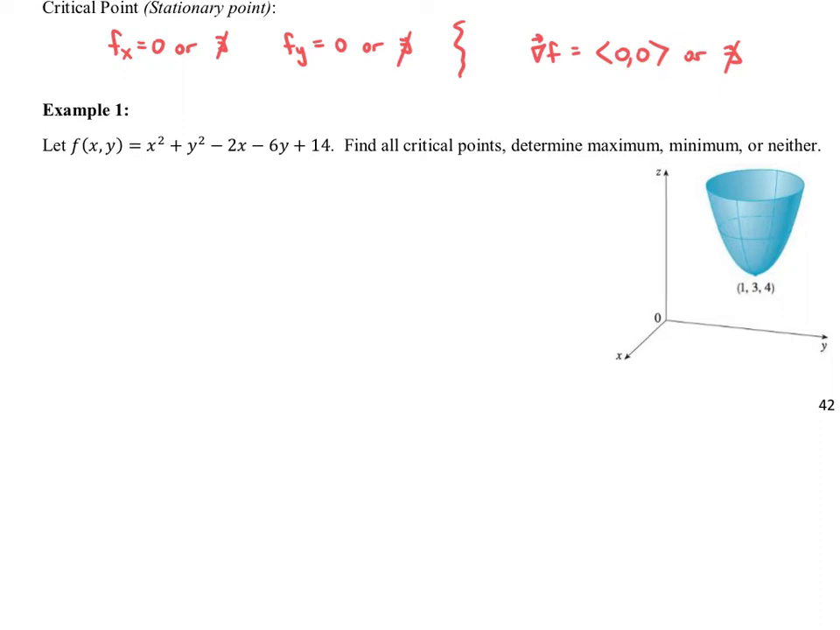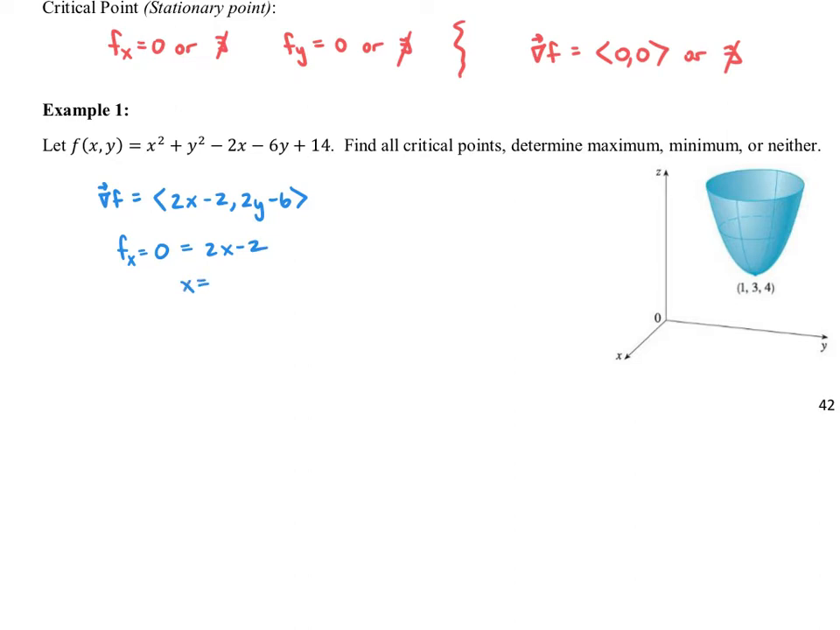But I want to pretend like we can't see the graph right now. Let's just pretend like we're looking at the function itself, trying to analyze any of the critical points and whether they're maximums or minimums. So your first step is pretty simple. You're going to take the gradient vector, and in this case we get 2x minus 2 and 2y minus 6, and then we simply are going to analyze when the partial derivative with respect to x is equal to 0.